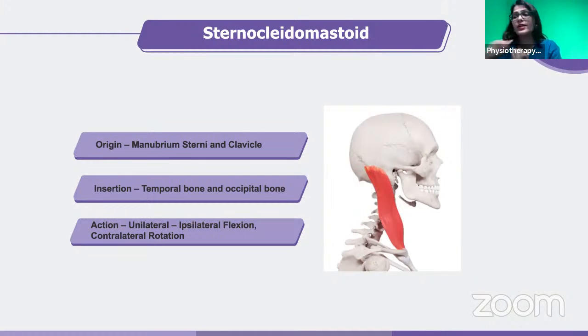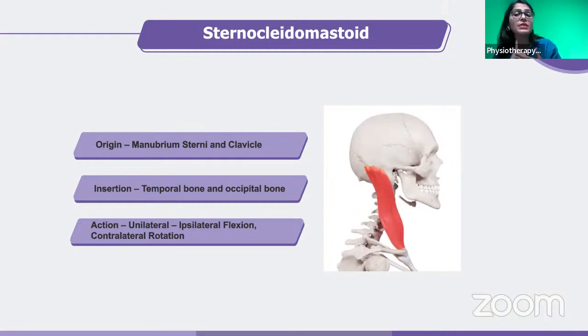Then when it contracts, see, how does a muscle contract? When it contracts, it shortens, right? So the muscle shortens when it contracts. So when this is contracting, it is shortening and it is helping you do this movement. So that is the function of sternocleidomastoid. If there is bilateral contraction, that is, if both sides of sternocleidomastoid are contracting, it will lead to flexion of your neck. Okay, if only one side of sternocleidomastoid is contracting, it will lead to ipsilateral flexion and contralateral rotation.